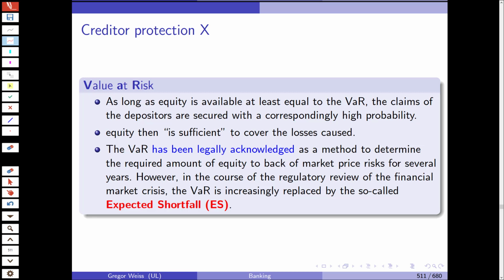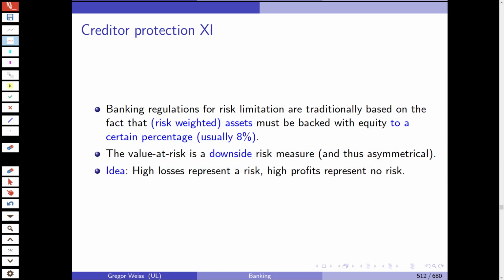Then equity is sufficient, in other words, to cover the potential losses, and VaR has been legally acknowledged, accepted as a method to determine the required amount of equity to back market price risk for several years since Basel II, and it's increasingly replaced by expected shortfall, which we've already seen. Now, what happens is banking regulations for risk limitation are traditionally based on the fact that risk-weighted assets must be backed with equity to a certain percentage, and this is where the famous, infamous 8% from Basel II comes into play. So you have to calculate your risk-weighted assets times 8%, and this must be held in equity on your balance sheet.